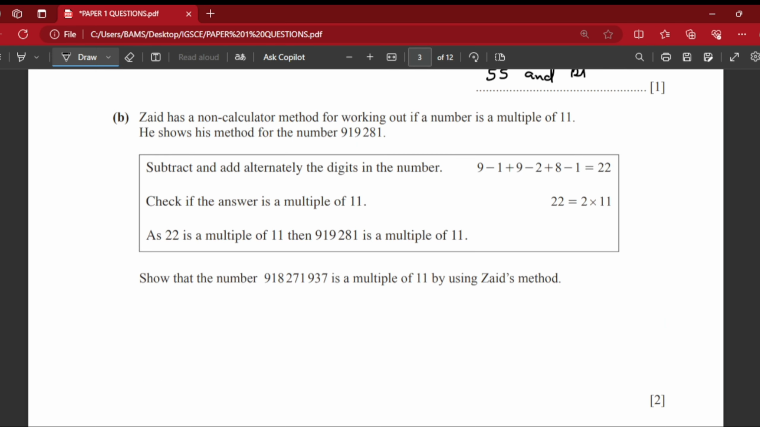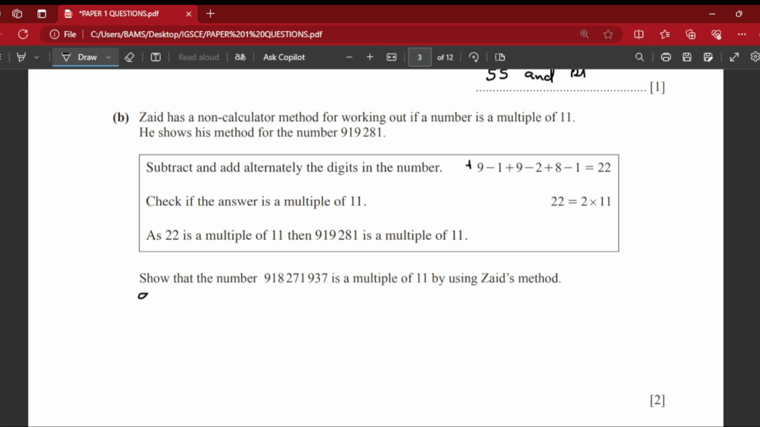And the interesting part is this B. It said that as a non-calculator method for working out if a number is a multiple of 11, it shows this method for the number 919281. That means you are going to alternate the signs, the operators: plus, minus, plus, minus, plus, minus. Then whatever you get must be a multiple of 11. As 22 is a multiple, then this is a multiple of 11. So let's try that method for this particular question that we want to do.